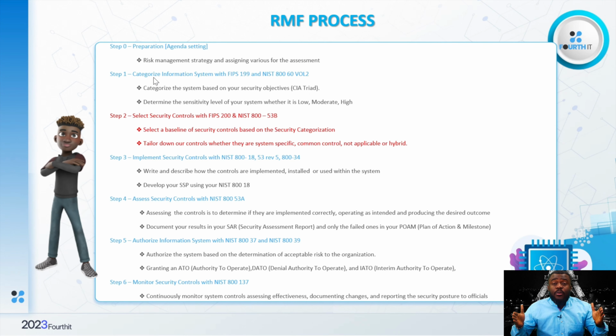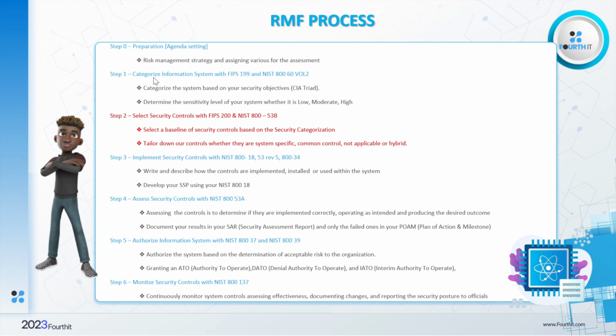Right. Now, before we go into the preparation step, I want to give you an overview of the risk management framework and what we are trying to do. What we are trying to do here is get what we call an ATO, authority to operate, as I said earlier on. Now, the 7 steps, that is how I encourage my students to go about it.